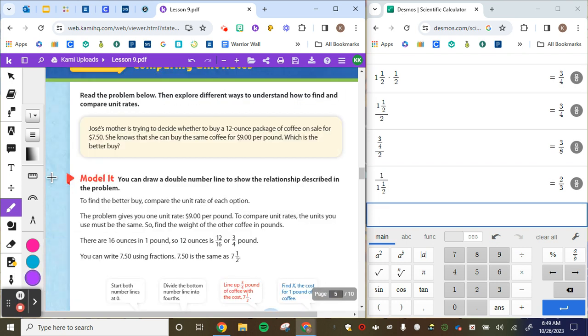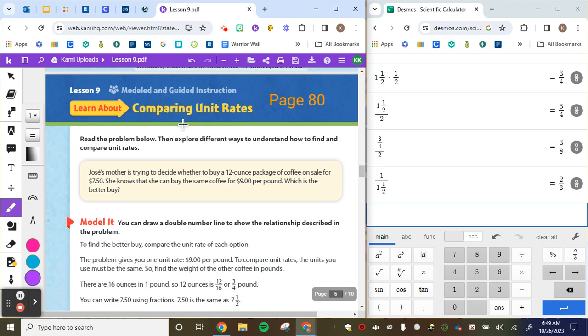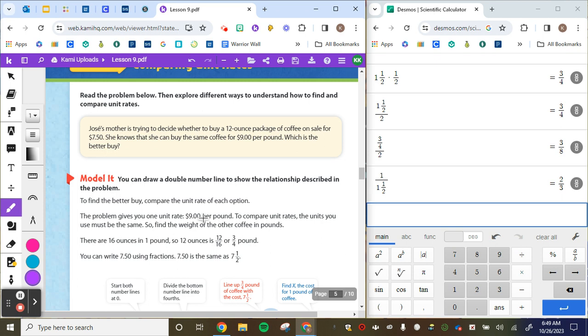Now on page 80, we're talking about comparing rates. So when we compare, we use unit rates a lot because it lets us figure out how much something is for one item. I do this when I'm shopping a lot. Jose's mother is trying to decide whether to buy a 12-ounce package of coffee that is on sale for $7.50 when she knows that she can buy that same coffee for $9 per pound. The $9 per pound is already a unit rate because that means it's going to cost us $9 to buy 1 pound of, remember LB is pound, 1 pound of coffee.